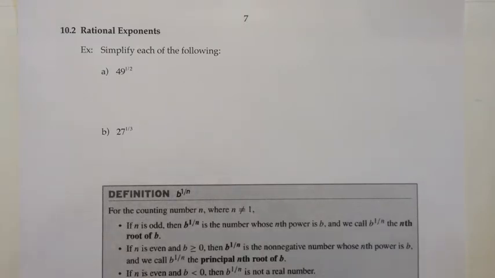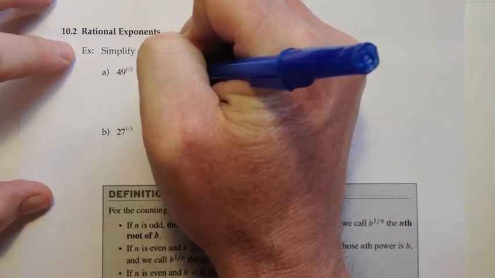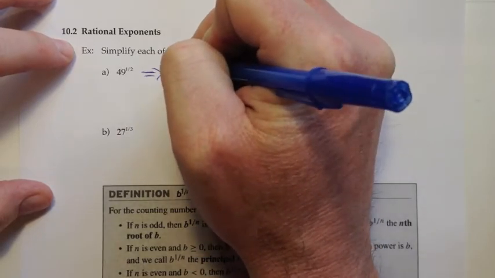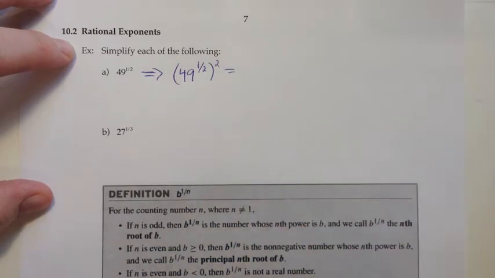So let's start off looking at an example, trying to figure out what is 49 raised to the 1/2 power. So we have that fraction as our exponent, and we're trying to sort out what that means. Let's play around with that a little bit. Let's take that 49 to the 1/2, and to try and figure out what that means, I'm going to square it and see what I get.